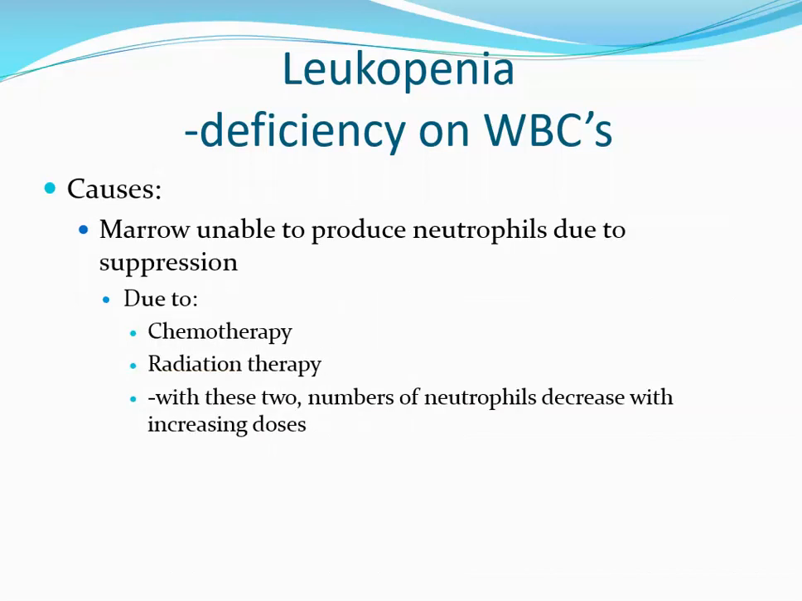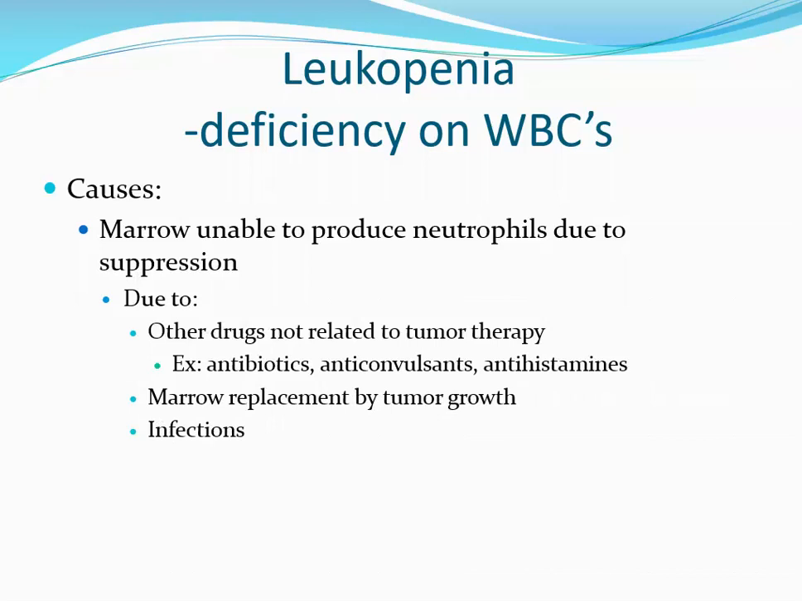Causes of leukopenia could be bone marrow suppression, where the marrow is unable to produce enough neutrophils due to some type of suppression. Chemotherapy and radiation therapy, both common for cancer treatments. With these, the number of neutrophils decrease with increasing doses. Other drugs not related to tumor therapy can have an effect on the neutrophils. These drugs are much more unpredictable, and neutropenia is an unexpected side effect. Examples would be certain antibiotics can lower the number of neutrophils, anticonvulsants, as well as antihistamines.